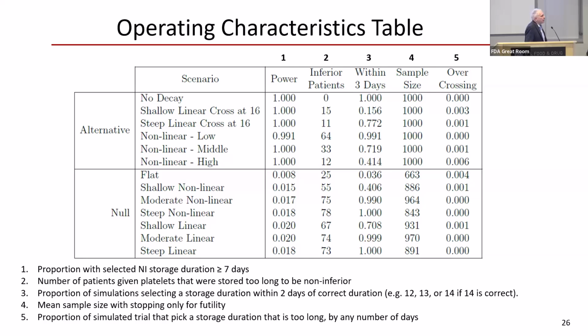The second column, inferior patients, tells you the number of patients out of 1,000 who received platelets that in fact were inferior because they had been stored longer than the place at which the two curves cross. And obviously we want to keep that number to a minimum because that reflects potential risk to participants in the study. The third column is the fraction of simulated trials that gets the storage duration within 3 days, which is the correct number or 1 or 2 less.